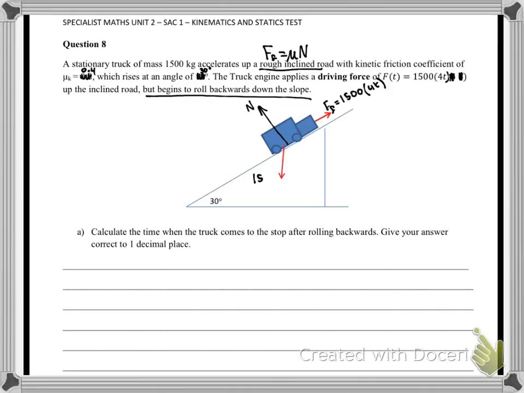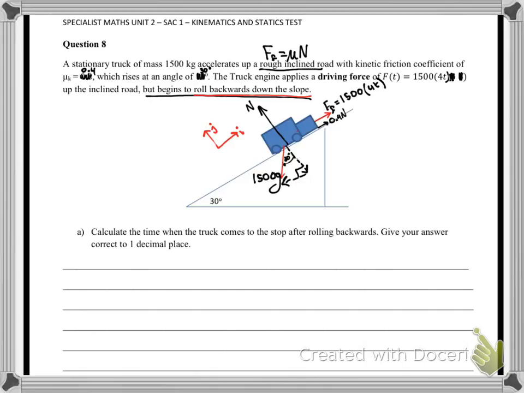Okay, so let's look at all the forces on the truck. There's the normal reaction force. There's the driving force going up the plane. We've got a weight force vertically downwards, and the weight force is its mass times gravity, so it's 1,500g vertically downwards. And this is on an angle relative to the plane, so we're going to break that down into its directions. The j direction is coming out this way, perpendicular to the plane, and the i direction is parallel to the plane. That gives us the opposite and adjacent sides of our little right angle triangle here.